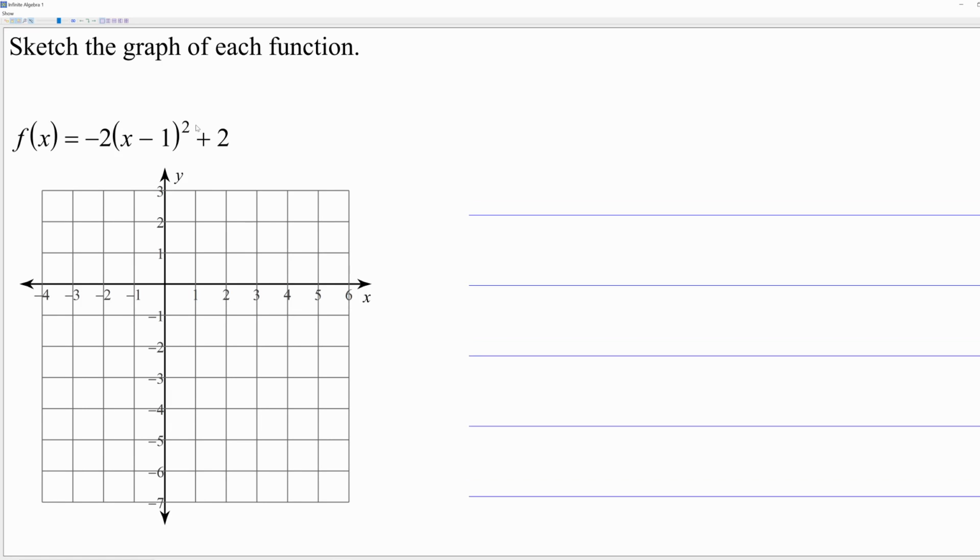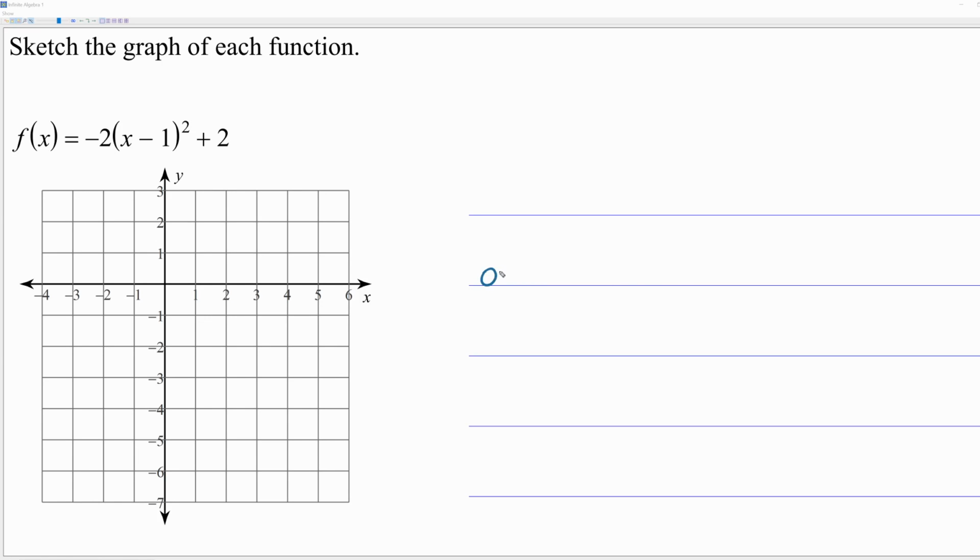So here is a quadratic function written in vertex form. If you haven't already watched my video on finding the vertex, converting to vertex form, you'll need to do so. If you have a quadratic and it's written in standard form and you want to graph, your first step is going to be to convert to vertex form.